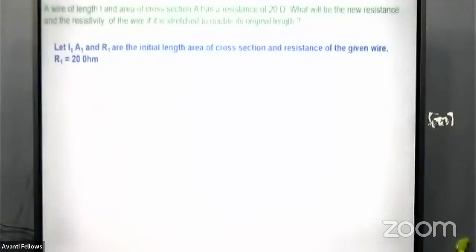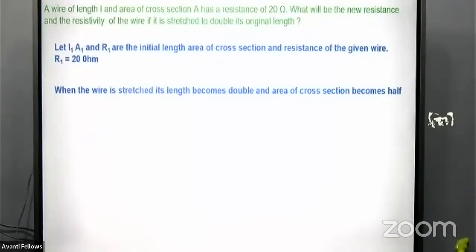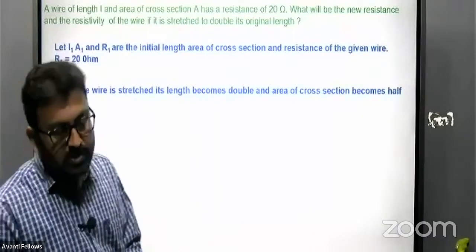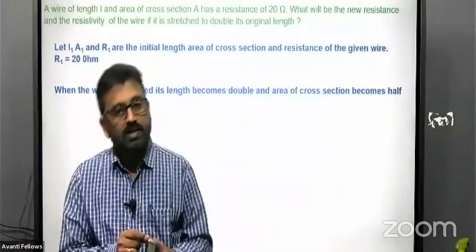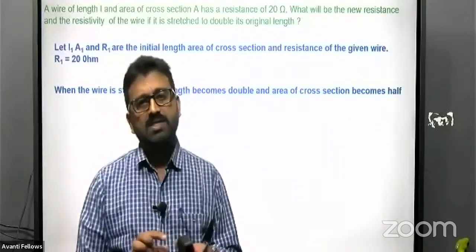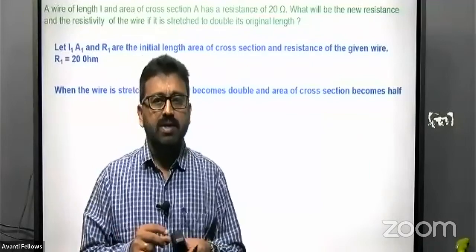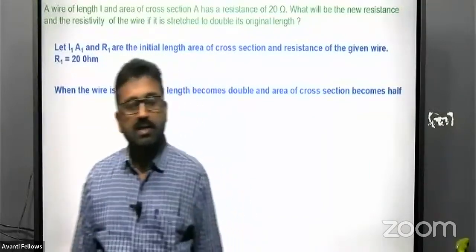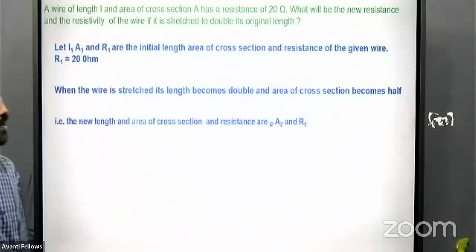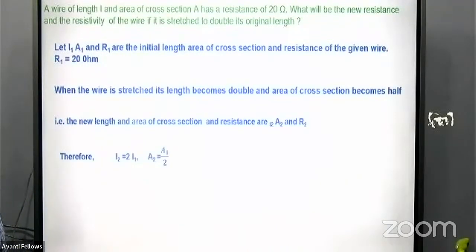So L1, A1, R1 are the initial length, area of cross section, and resistance. R1 equals 20. It is stretched to double the length, and the area of cross section becomes half. Remember, when a wire of length L is stretched to double its original length, its length becomes 2 times, and at the same time its area of cross section becomes half, because material is not newly added. The same material is being stretched. So its length doubles and area of cross section becomes half. So L2, A2 and R2. R2 becomes 80 ohms.